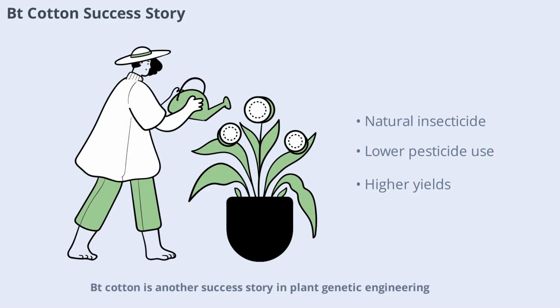Cotton is another success story in plant genetic engineering. By introducing a gene from the bacterium Bacillus thuringiensis, scientists created cotton plants that produce a natural insecticide. This reduces the need for chemical pesticides, lowers production costs, and increases yields. Bt cotton has been widely adopted in countries like India and China, benefiting millions of farmers.